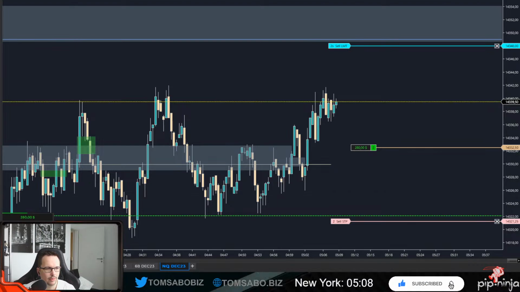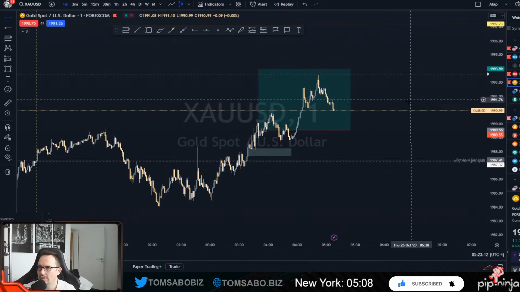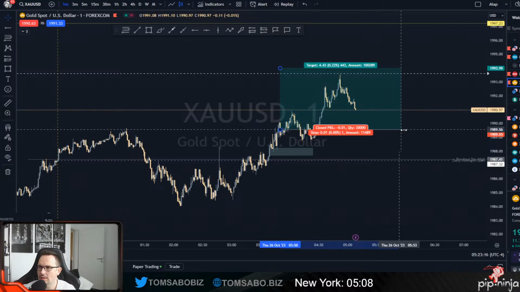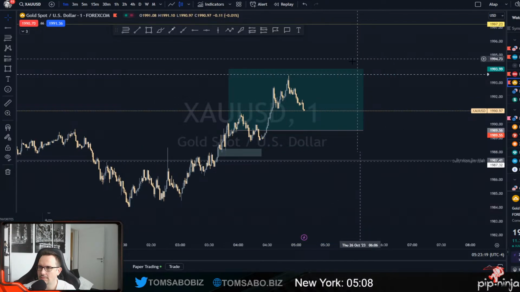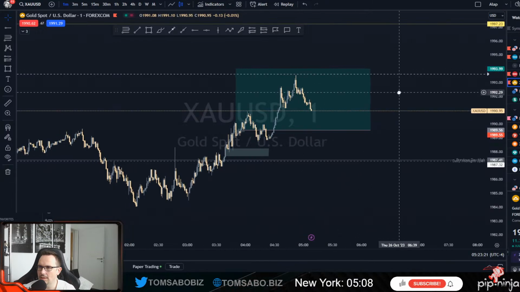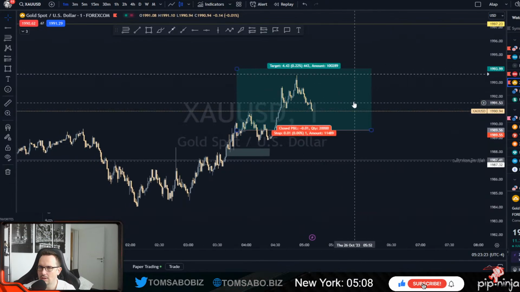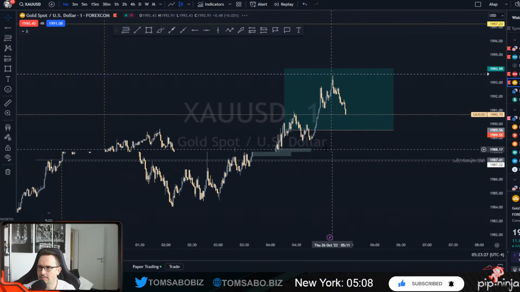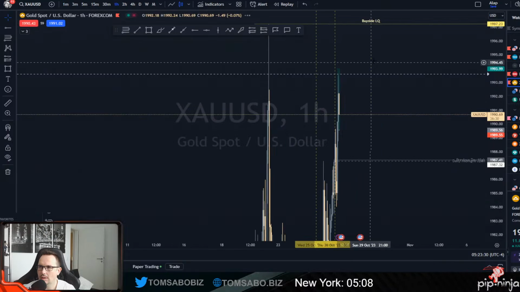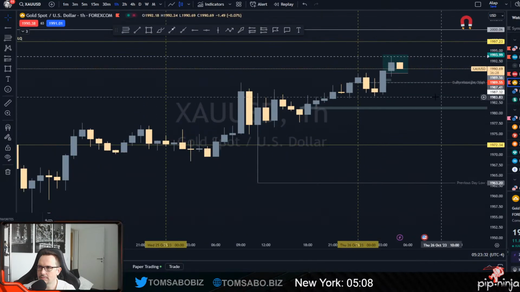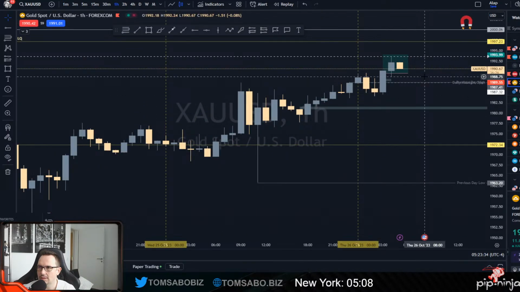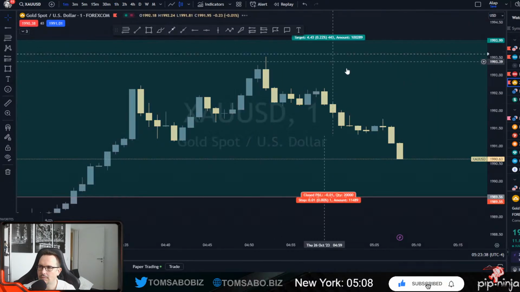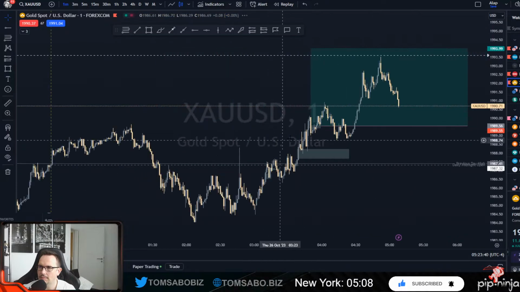Let's check gold. Look at gold. I hope you guys took partials. We were so close to TP2. I still think it's gonna go up. The question is how far is it gonna go down before that? That's the big question. Well, actually it can go way down. Don't like that.